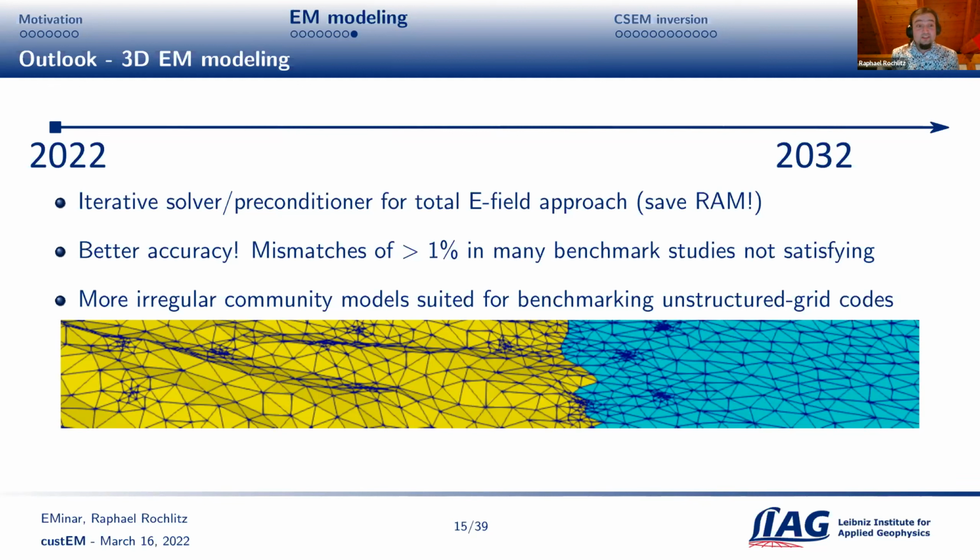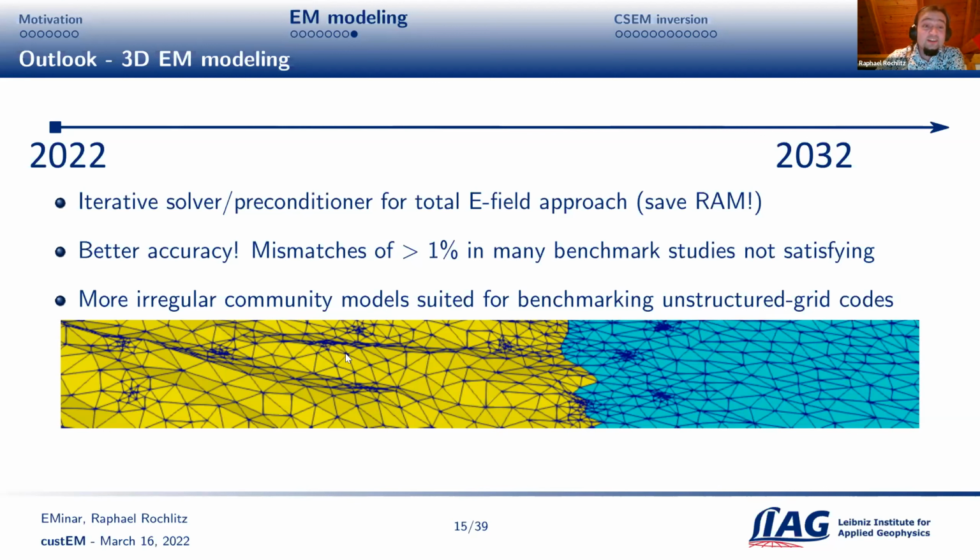Another point, more general, of course: Marlim has shown that we have errors less than 10%, but not less than 1%. And also, if we look at the Dublin test model comparisons and others, we often have mismatches of more than 1% of error if we compare our codes against each other. And I think this is not really satisfying. So maybe we can continue with further benchmark models and try to go more into detail to really analyze the reasons for our modeling errors.